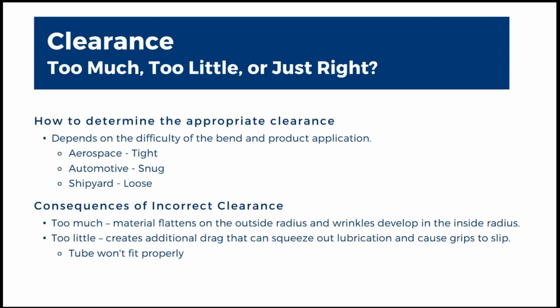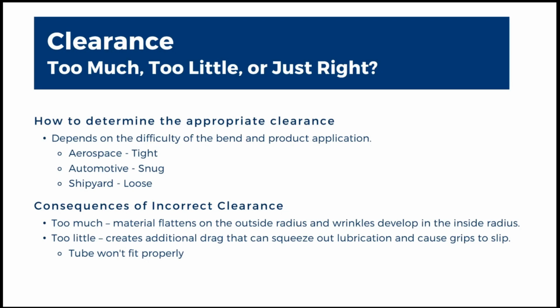There are 3 different clearance standards: automotive, aerospace, and shipyard. Aerospace is considered the tightest tolerance with a clearance of 3 thousandths to 7 thousandths. Automotive provides a bit more clearance in the 10 thousandths to 15 thousandths range. And shipyard, which we usually see heavy wall pipe and tube, has clearances typically in the range of 25 thousandths and up.